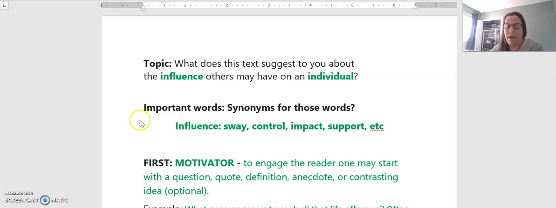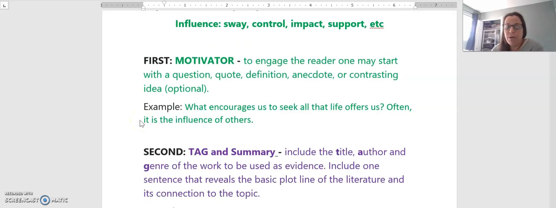for our introductory paragraph. The first sentence we want to write is a motivator sentence. This sentence is meant to engage the reader. You can start with a question, a quote, a definition, or a contrasting idea. Essentially, you're just introducing the topic. You're not making any arguments just yet, but you're making it clear what this essay is going to be about.